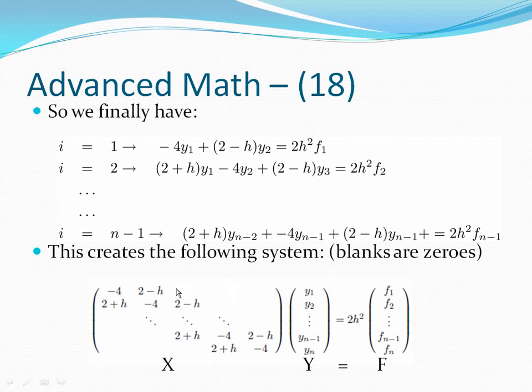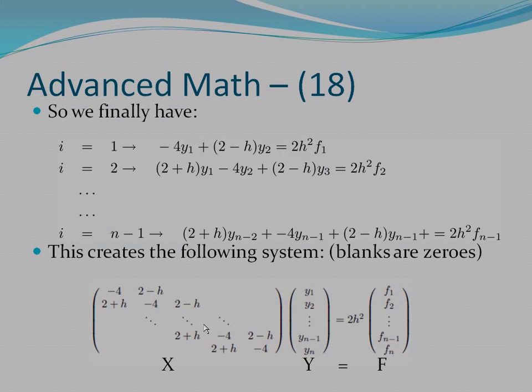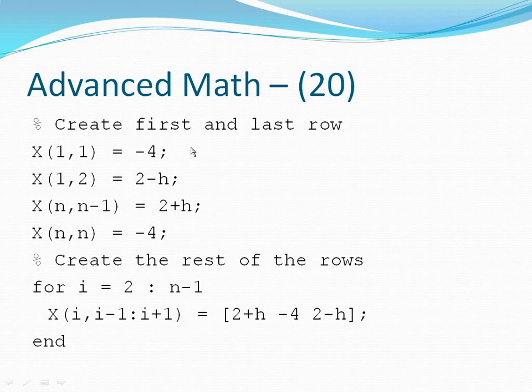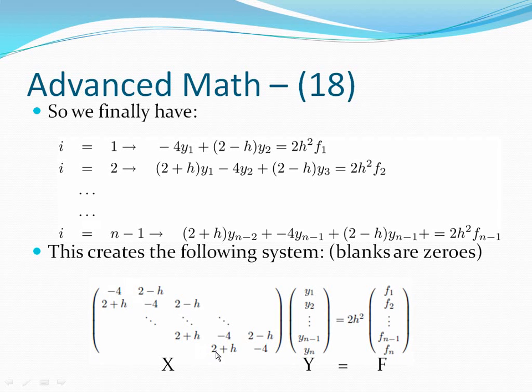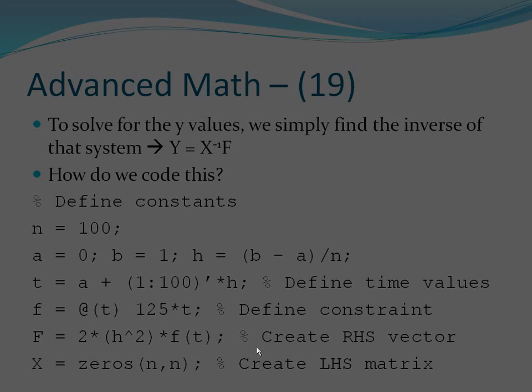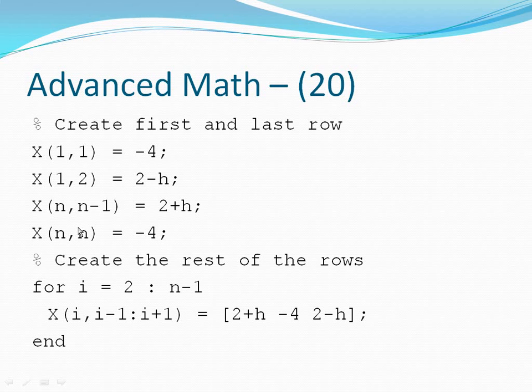So create the first and last row. The very first row, the first element is minus 4. And then the second column is 2 minus h. And then the very last row is 2 plus h and then minus 4. So that's what we're doing right here. We're creating these and we're creating these, because n is the very last row, right? And then you're going to create the rest of the rows. This is a for loop, right? So you're going to go from i equal to 2 to n minus 1. What will happen here is that for the second row, you're going to go between elements 1 and 3.